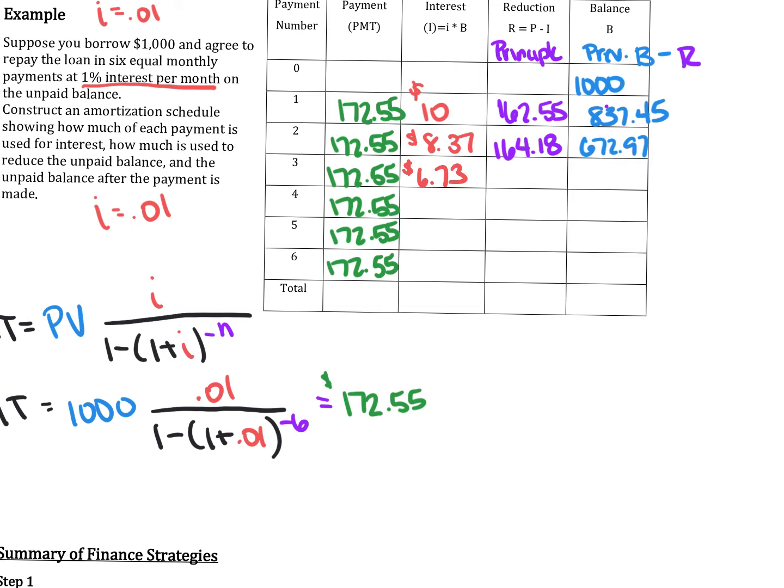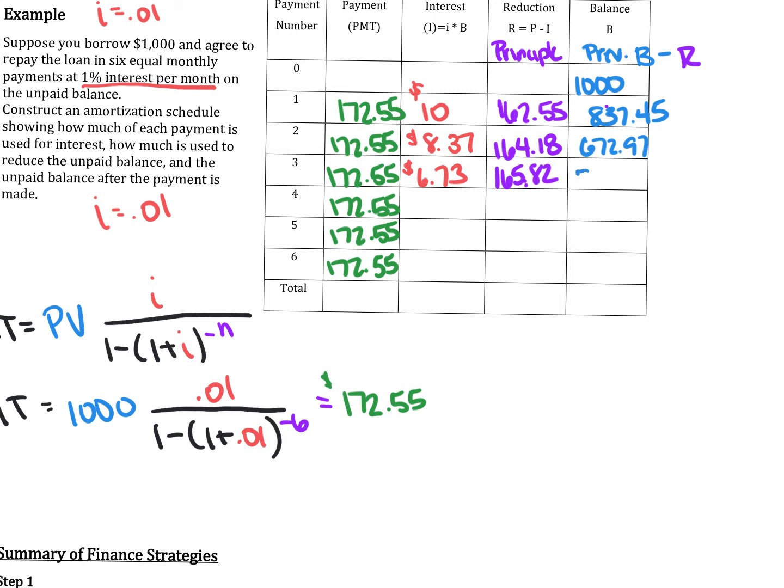And we'll subtract that from the payment. So it's 172.55 minus 6.73. And here I'm going to be getting in principal 165.82. Notice that as you keep paying, your interest is going down and your principal is starting to increase. We're going to take this principal that we have here and apply it to our previous balance here. So we'll do 672.97 minus 165.82. And I get $506.85 there.